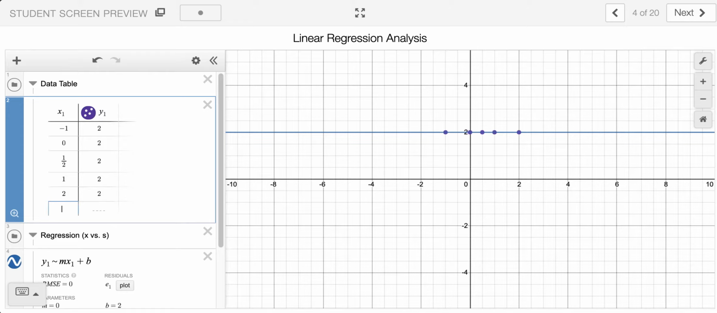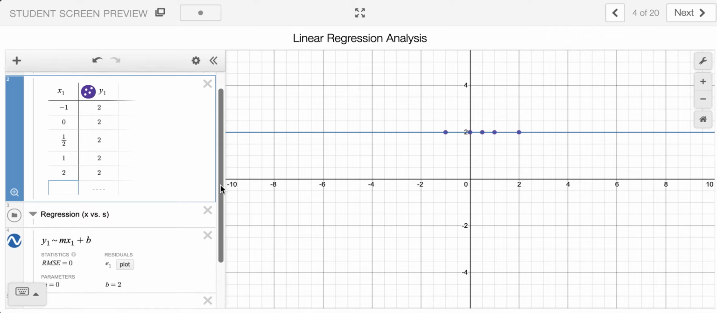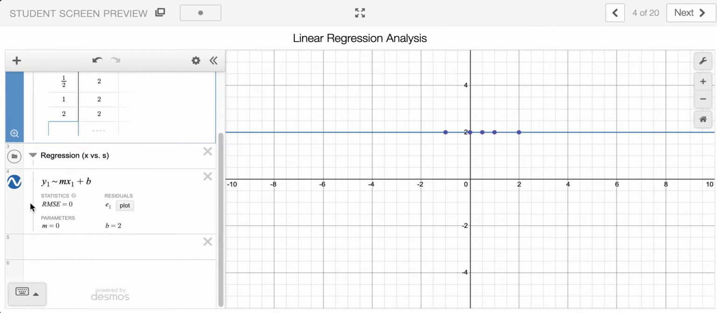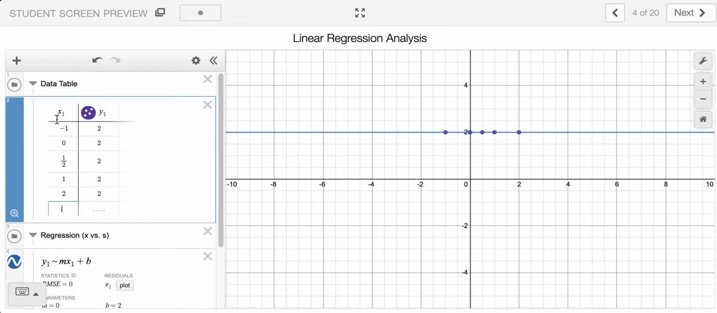All right. So I have all this information here. You see it creates a horizontal line. If I scroll down, you see I already have the regression analysis set up here to give you an equation: y regressed, that's what that little tilde means, to the model mx plus b. x1 and y1 correspond with the column headings in the table.